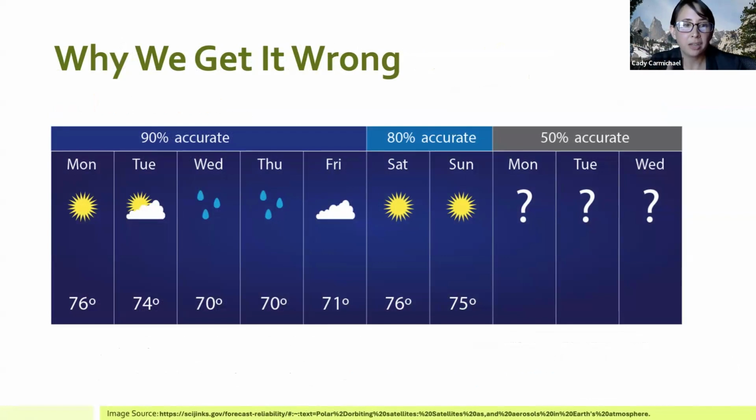Generally speaking, if you're within the first 5 days, the 5 day forecast is considered to be about 90% accurate. When you start getting out to a 7 day forecast, you're looking at about 80% accuracy. And then beyond that, 10 plus days, you're looking at about 50% in terms of accuracy. And there are a number of different reasons for this.